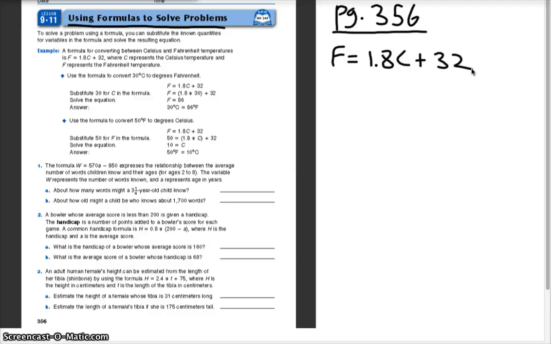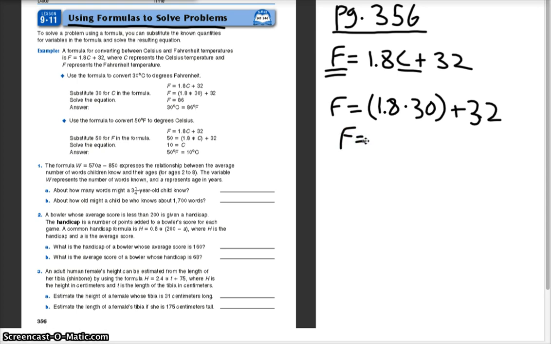So right here we have two unknowns. We don't know Fahrenheit and we don't know Celsius. But here we've been given a Celsius degree, so we can plug in what we know. We know 30 degrees Celsius, so we're trying to find F. F is going to stay there, but I'm going to do 1.8 times 30 plus 32. When I solve that, F is going to equal 86. It should be 86 degrees Fahrenheit. That's when you do 1.8 times 30 and add 32.